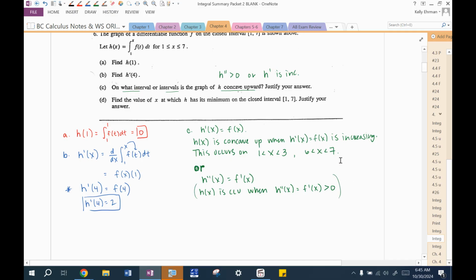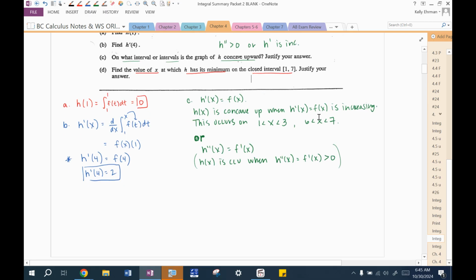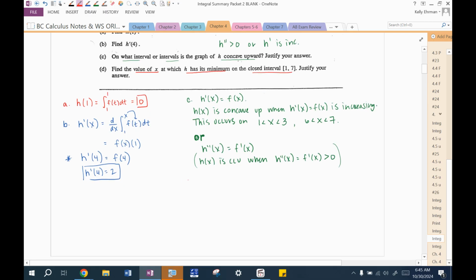Okay, what about part D? Find the value of x at which h has its minimum on the closed interval 1 to 7. Justify your answer. So we're going to use extreme value theorem for this one. And this is where we write out the candidates. Remember, the candidates are the endpoints or any place where we have a relative minimum. So start with the candidates. We're talking about h of x. So the candidates are the endpoints. I always start there so I don't forget about them.